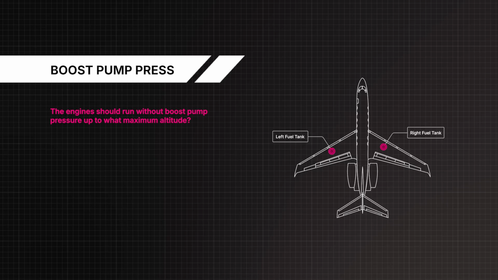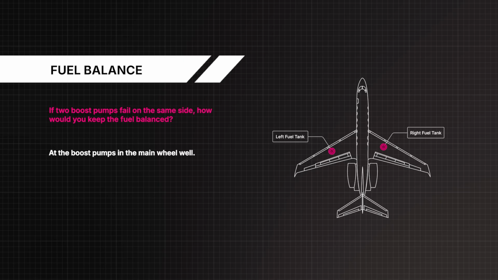The engines should run without boost pump pressure up to what maximum altitude? 20,000 feet. If two boost pumps fail on the same side, how would you keep the fuel balanced? By opening the intertank valve and using a side slip, nose of the airplane toward the heavy wing.